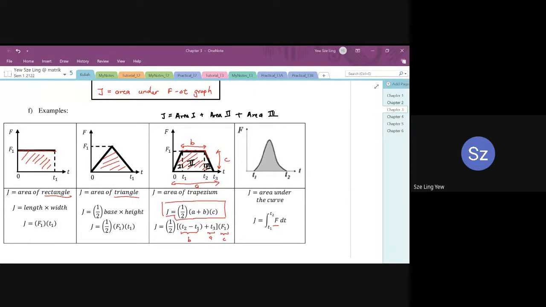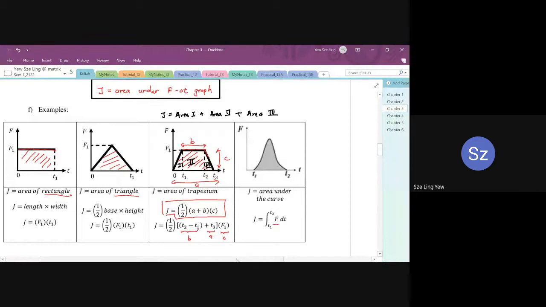Now, one of the typical examples that we can use to see the effect of impulse is when you drop an egg. So let's say you drop an egg from a building.